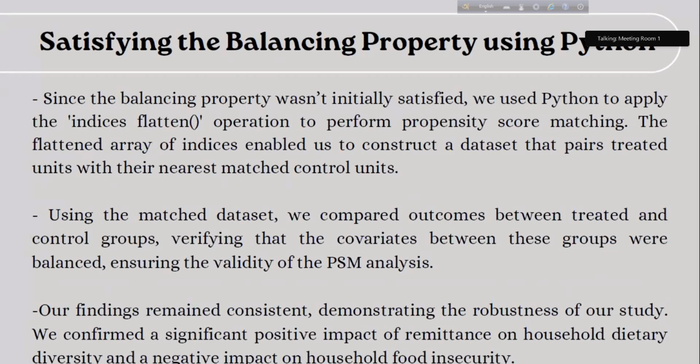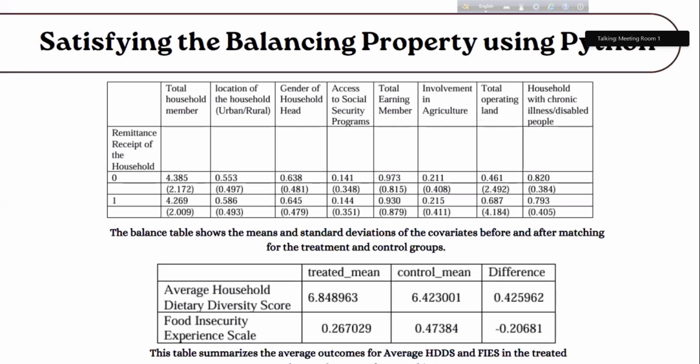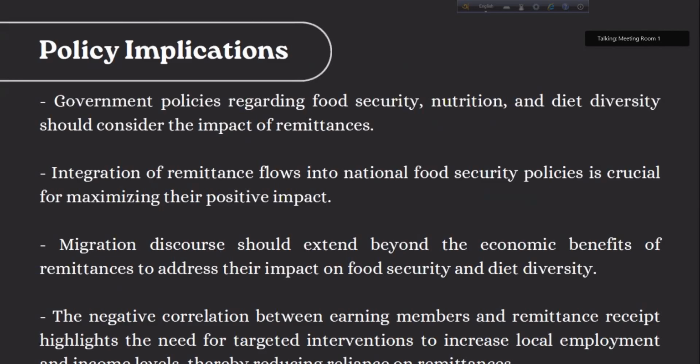We used the indices flatten operation to perform the propensity score matching. The flattened array of indices enabled us to construct a data set that pairs the treated units with their nearest matching control units. Our findings remain consistent, and the balancing property has been satisfied. So this is the table showing the balancing property.